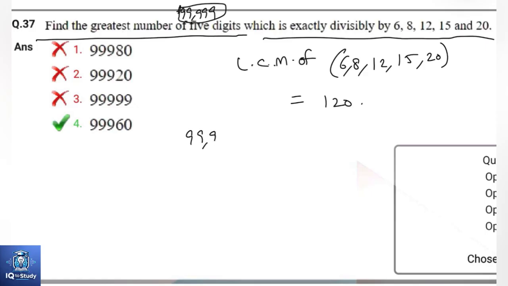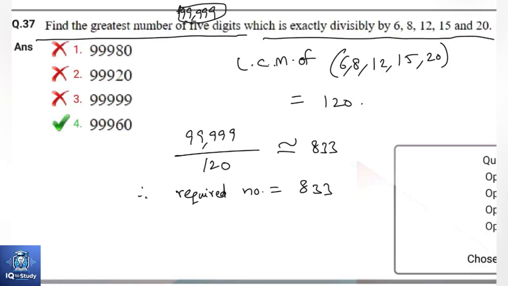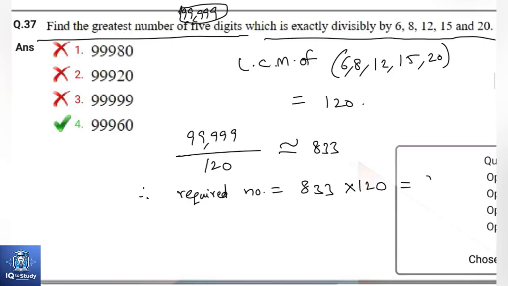So 99,999 divided by 120 is approximately equal to 833. So the required number is equal to 833 into 120, which is equal to 99,960.